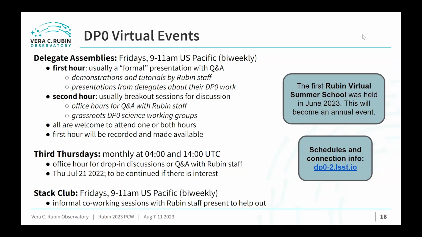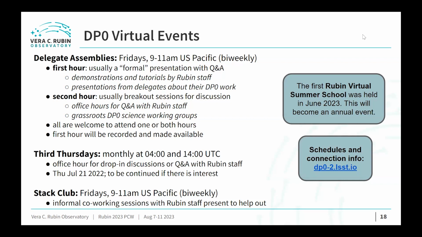And then on alternating Fridays, if it's not Stat Club day, it's a delegate assembly day where we usually do something a little more formal. There's some kind of hands-on tutorial, maybe a presentation from someone who's doing science with DP0. And so we have that in the first hour, and then the second hour is more of an informal office hour help session. So it's a good time also to just drop in and share with us any troubles you might be having or any work you're trying to do. You can find all of the schedules for these virtual events at dp0-2.lsst.io.